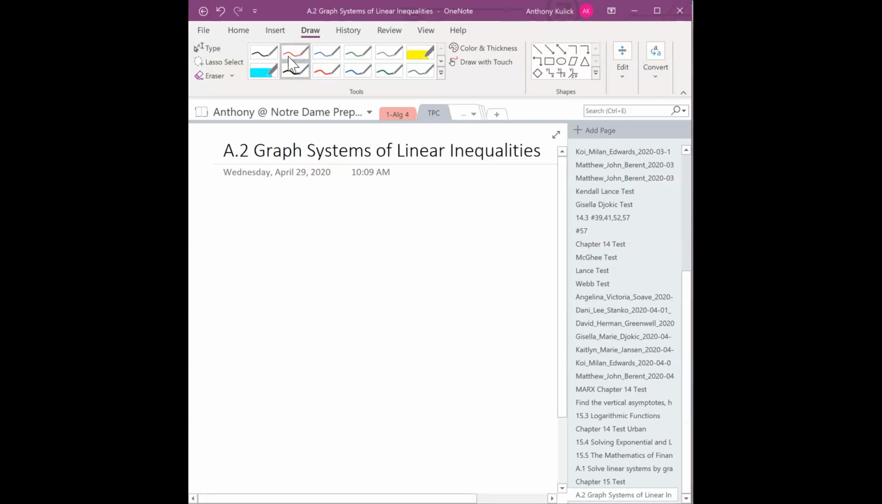Hi students, welcome back. Today we're going to be looking at section 2. This is about graphing systems of linear inequalities. So a system of linear inequalities is going to look something like this.